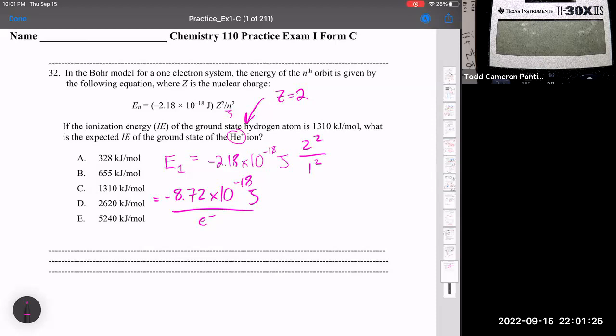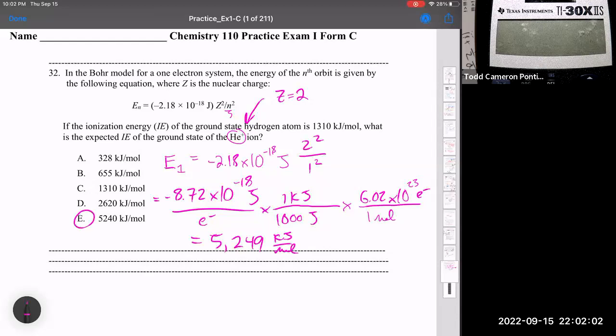This question wants to know kilojoules per mole, so we have to do some calculations. For every 1 kilojoule, there are 1,000 joules. And then for every 1 mole, there are 6.02 times 10 to the 23rd electrons. So this ends up equaling, we end up getting 5,249 kilojoules per mole. That's one way of doing it.